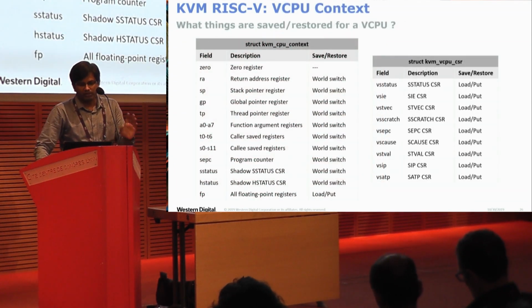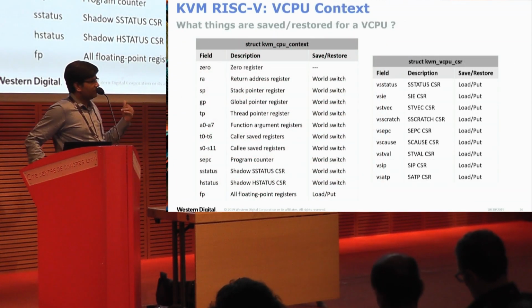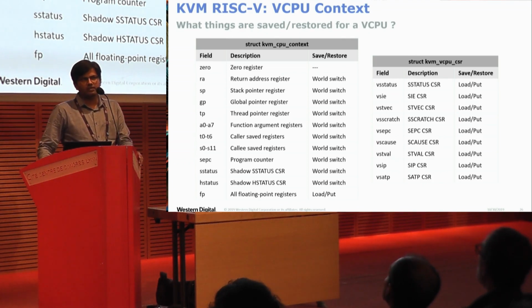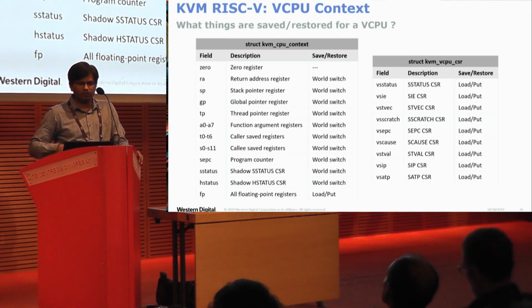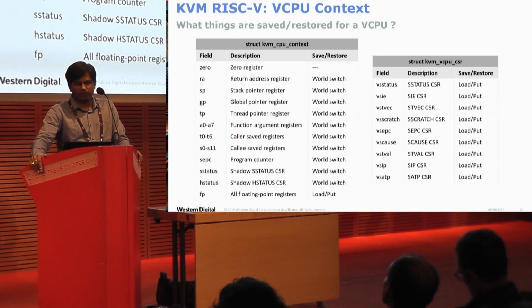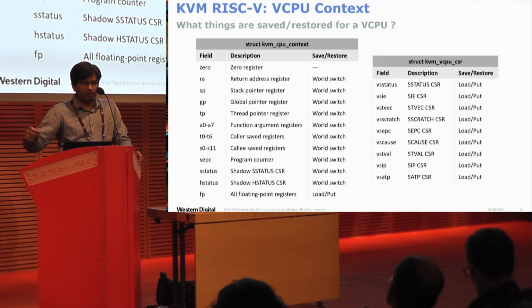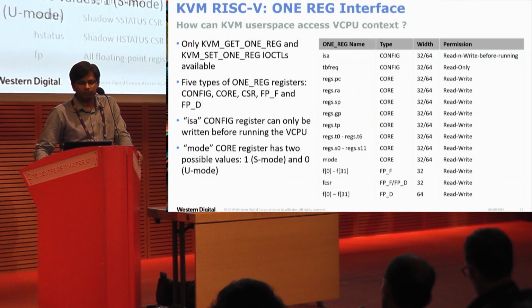Yeah, and this is the current state of the VCPU context. We only have GPRs, CSRs, and some FP registers, but this will definitely grow once we have more RISC-V extensions, like the vector extension, which is already in the pipeline. So this context will keep growing, but we don't expect that there will be many changes to the world switch.